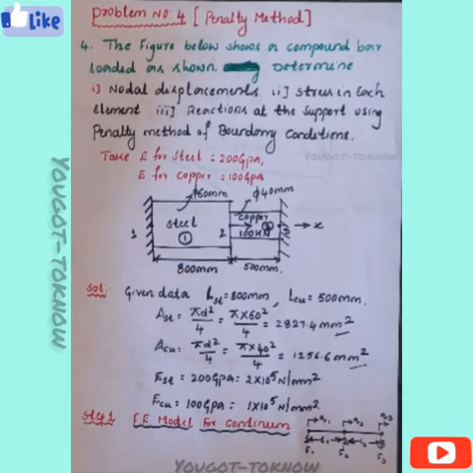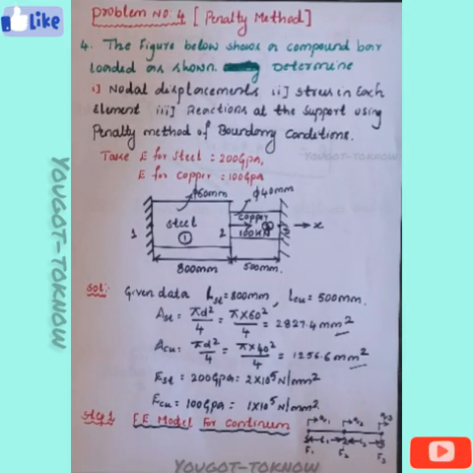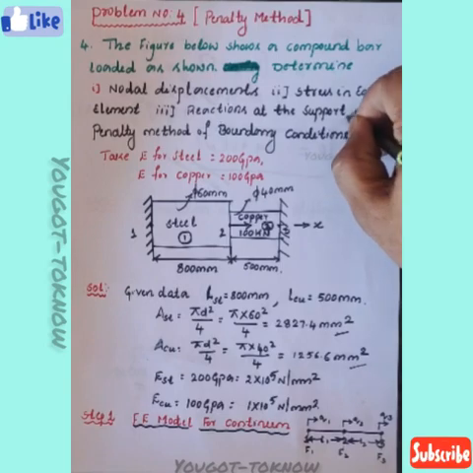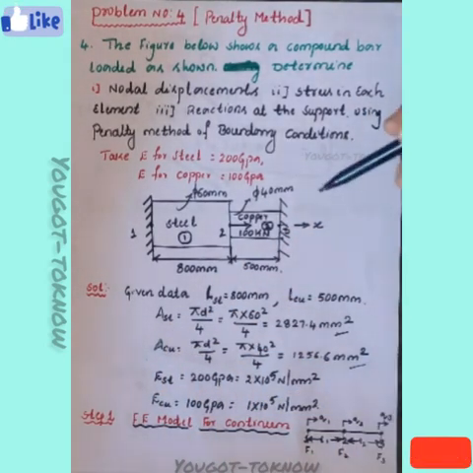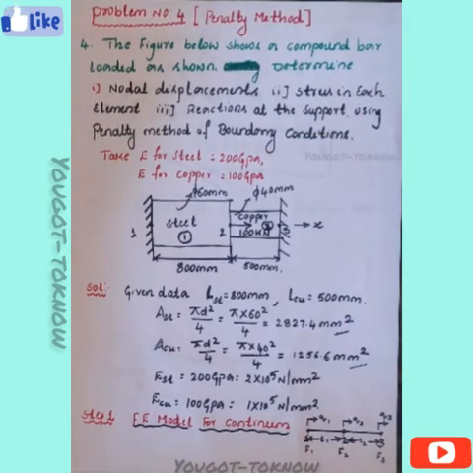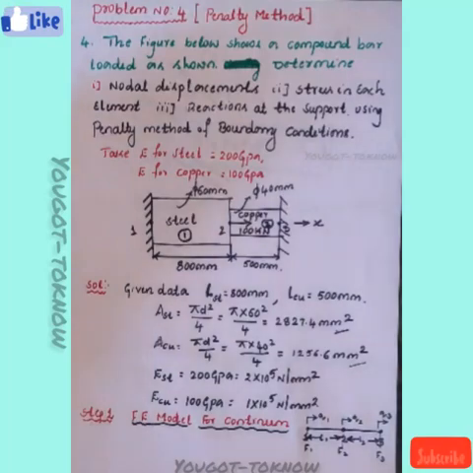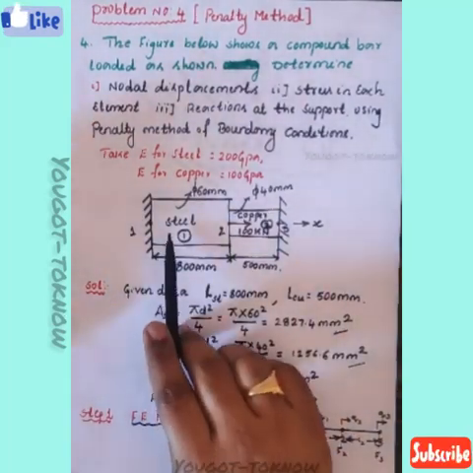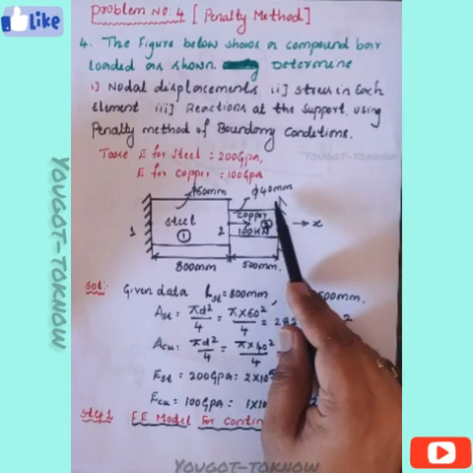The figure below shows a compound bar loaded as shown. Determine nodal displacement, stress in each element, and reaction at the support using the penalty method of boundary conditions. Now what is given? Young's modulus for steel is 200 GPa, and Young's modulus for copper is 100 GPa. The steel material has a diameter of 60 mm, and the copper material has a diameter of 40 mm.